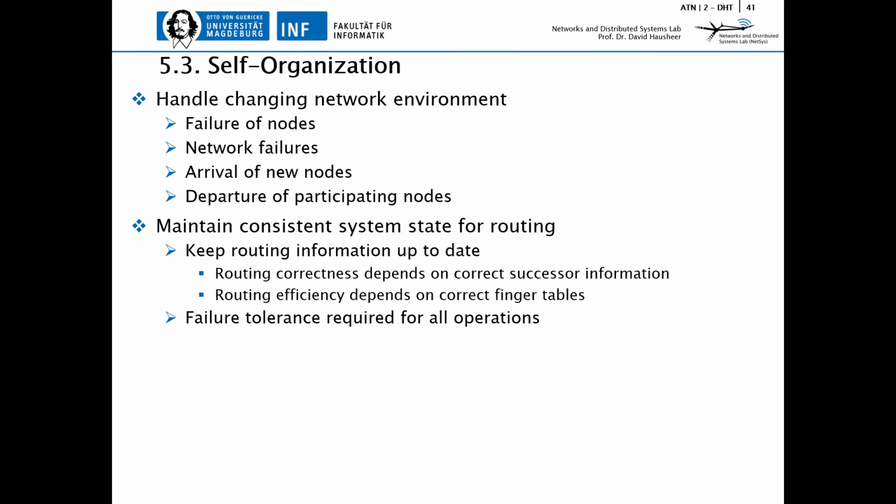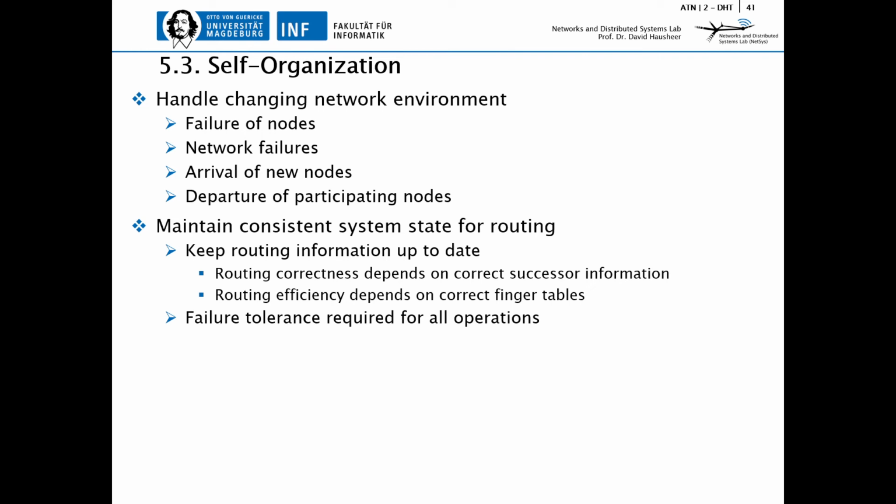In all of these cases, a consistent system state needs to be maintained for routing. That means the routing information on the intermediate nodes needs to be kept up to date so that the routing can be done correctly, and so the correct successor information can be retrieved. Also, the efficiency of the routing very much depends on the fact that the finger tables are correct. So that's why this information needs to be consistently maintained.